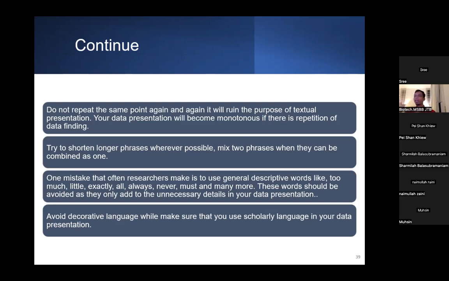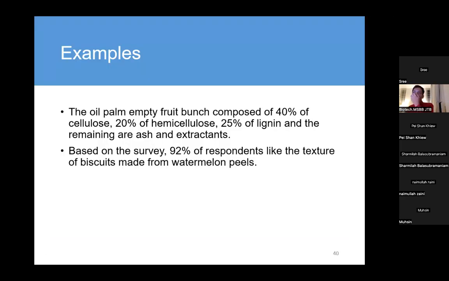Don't go here, go back, go there. We cannot find the points. Just go straight to the points. Explain scientifically. If you want to discuss, discuss scientifically. If you want to refer, refer to something scientifically. Don't use decorative language. Not too flowery.